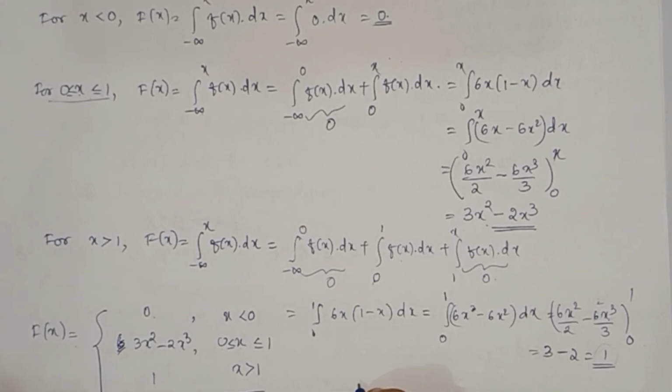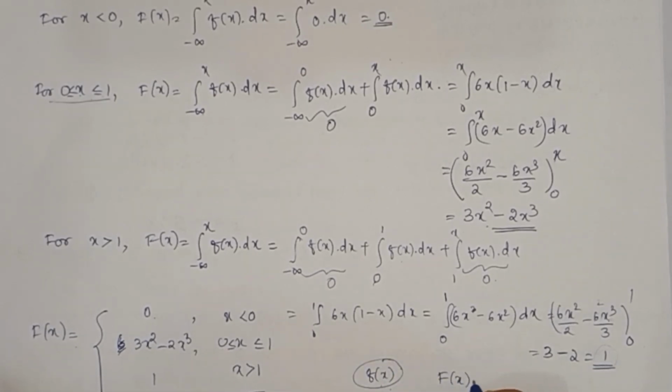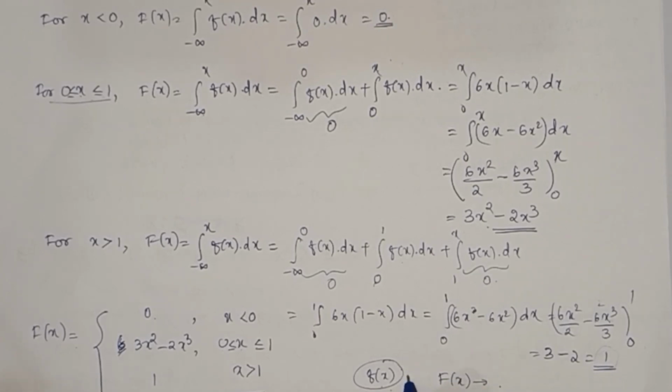Therefore the PDF is given by small letter f of x. PMF is also given by small letter f of x. Capital F of x means it is a distribution function. Small letter f of x means it is the probability density function or probability mass function.